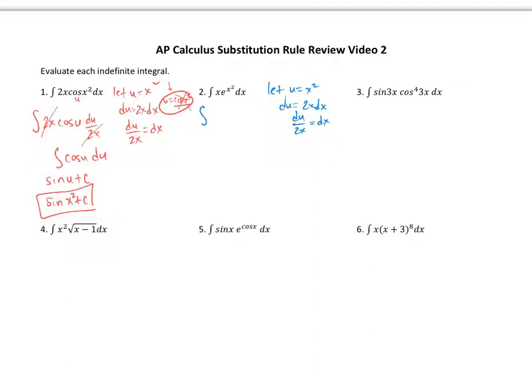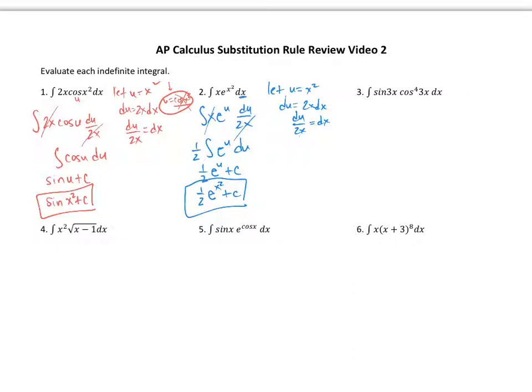So let's substitute these. I end up with the integral of x e to the u, and then the dx substitutes into du over 2x, and now these x's will reduce. So you end up with the integral of e to the u du, and you still have this over 2, so I'm going to put 1/2 out in front. Now this integrates into 1/2 e to the u plus c. So we have 1/2 e to the x squared plus c.